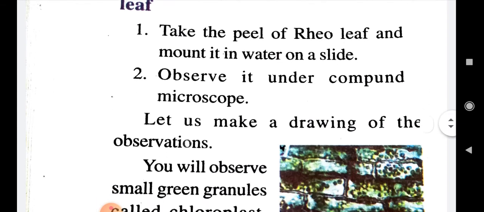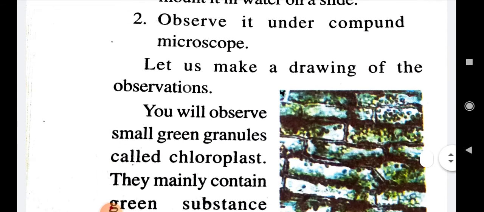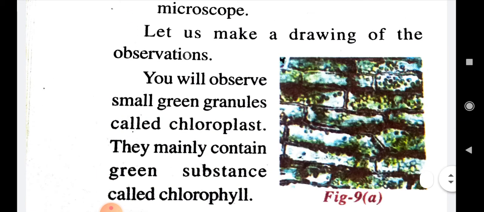When you keep it under the microscope and observe, you can see the structure on the screen. Small granules will be observed. The small granules are called chloroplasts, and these chloroplasts contain a particular green color substance called chlorophyll. So this is the answer for your 9th question.